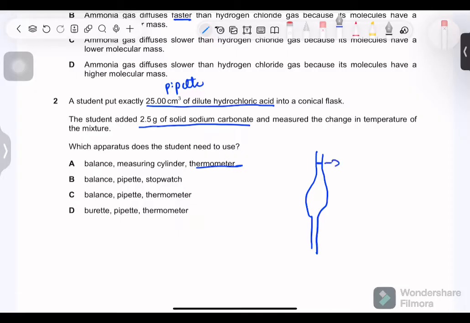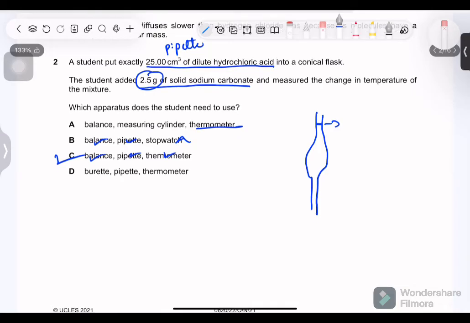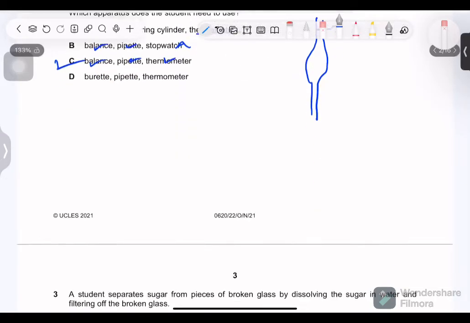This is the mark indicating the 25 cm³. So it is better than a measuring cylinder. And a balance for the weight. So balance, pipette, not stopwatch. Balance, pipette, thermometer. Yes. Don't confuse with the measuring cylinder, because the measuring cylinder is less precise than the pipette. Not to ignore the precise part, the pipette is more accurate.